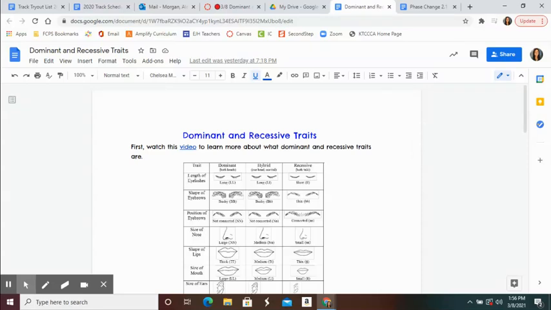Right, guys, this is going to be the recording for Monday, March 8th, and we are going over dominant and recessive traits. This is not an Amplify, it's kind of an outside Amplify extension here.